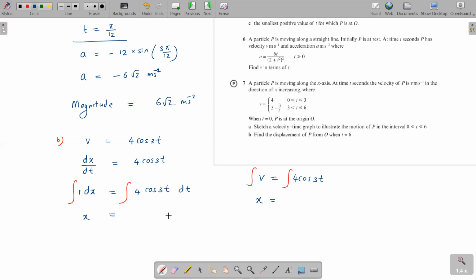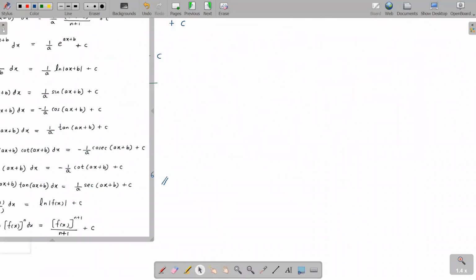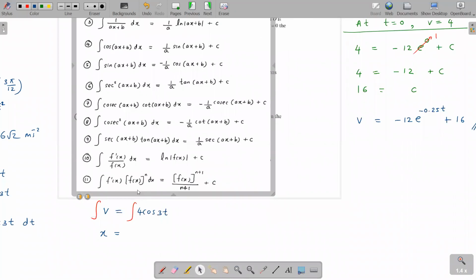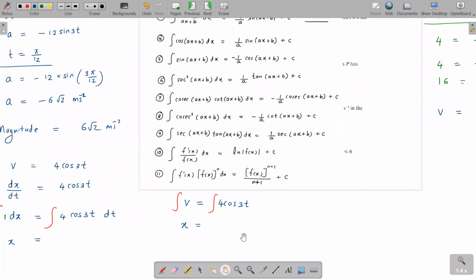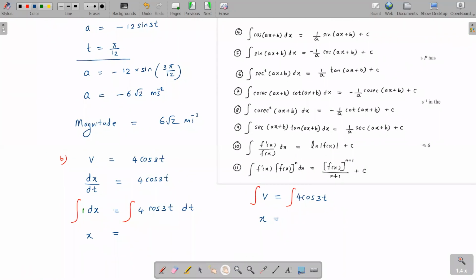The other side, can you integrate 4 cos 3t with respect to t? With respect to t means just perform the normal integration. So can you all go through the rules? I think I have the rules over here. Let's go for the cos integration. So how does the cos integration work? I think it's rule number 4 here. Can you see how the cos integration works?